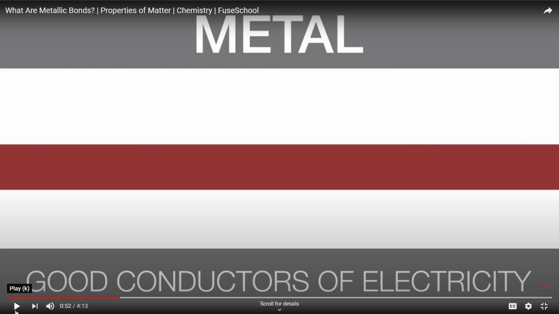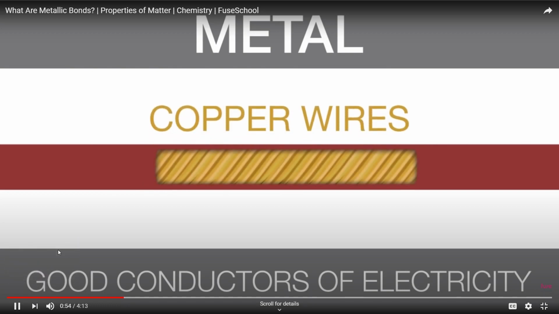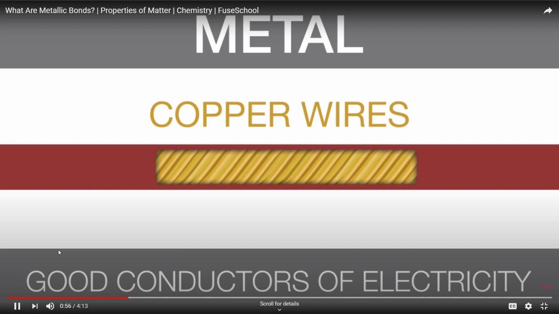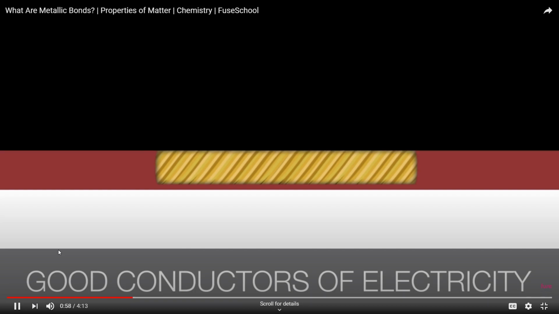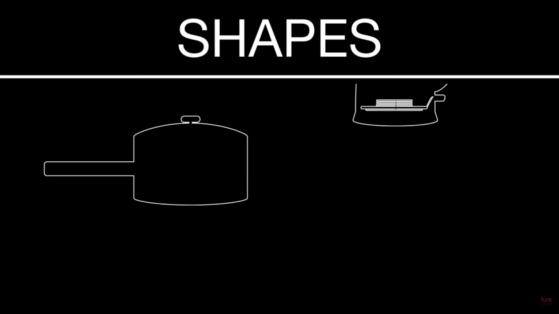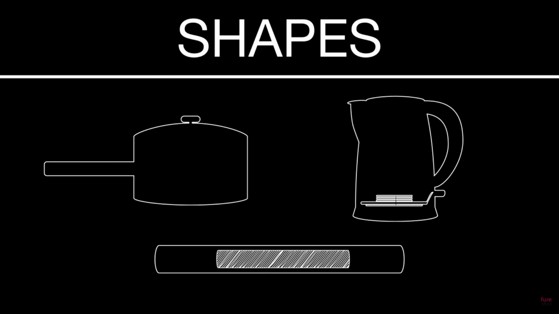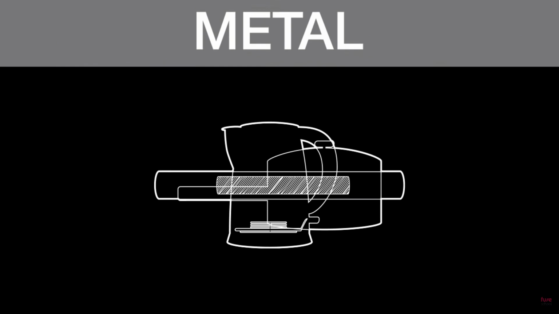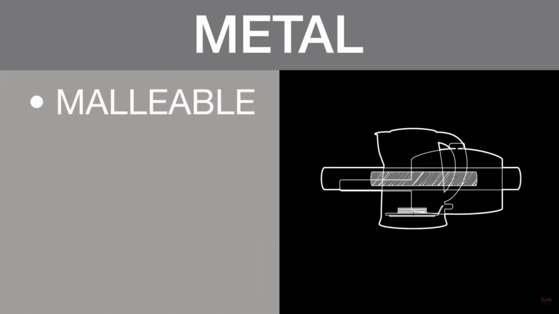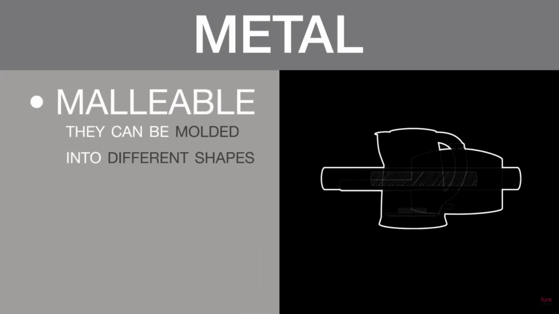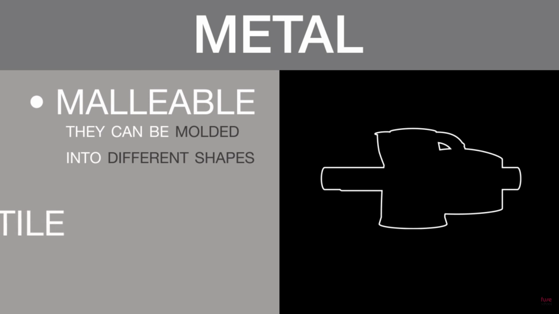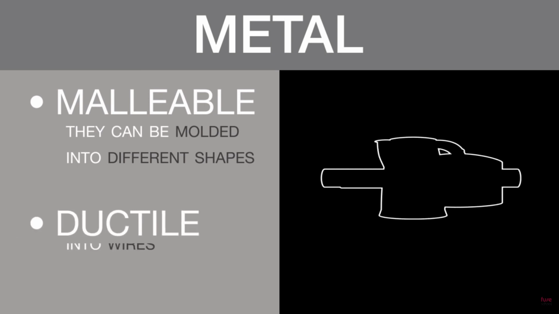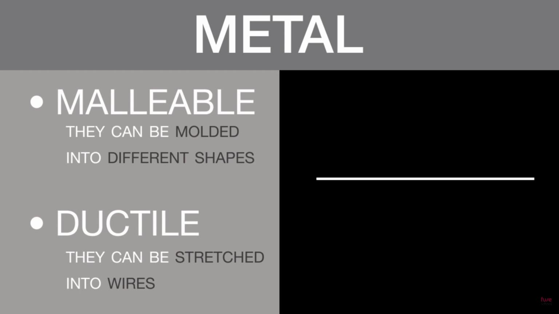Carrying on. The wire is actually made of many copper wires, insulated with a layer of rubber. Think about the shapes of the everyday objects we described: the pot, the heating element inside the kettle, and the copper wires. Notice that they are very different. Metals are malleable. This means that they can be molded into different shapes. Metals are very ductile. This means that they can be stretched into wires.